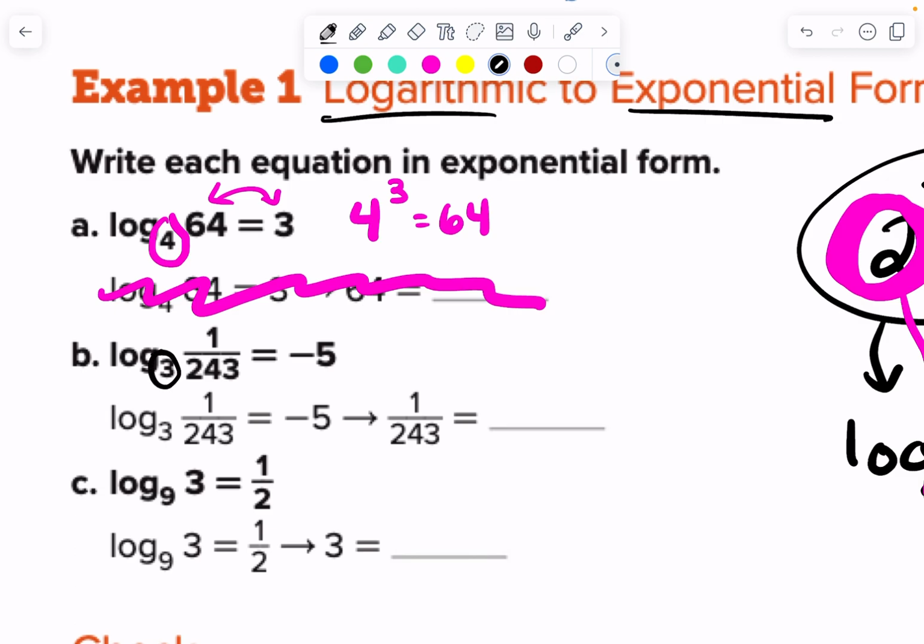You have your base here. This is 3. It is 3 to the negative fifth power equals 1 over 243. And that's how it gets switched. So 3 is your base. These two numbers swap places. 3 to the negative fifth power equals that.